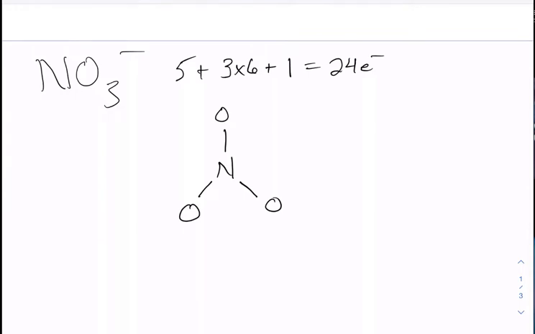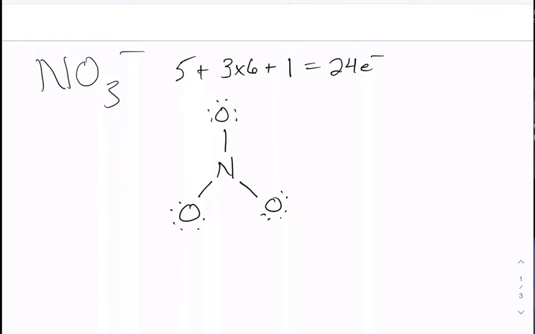And then we're going to fill all those outer octets. So 3 lone pairs on each of those oxygens. And that's going to leave us now with, well, now we have to go back and count and see what electrons we might have left over to put on the central nitrogen.